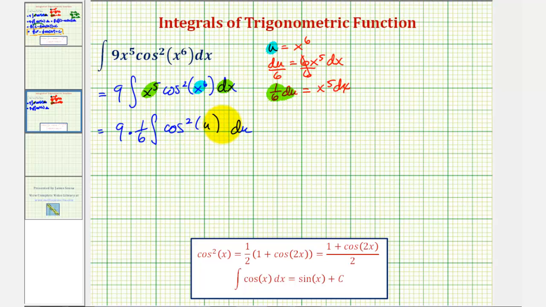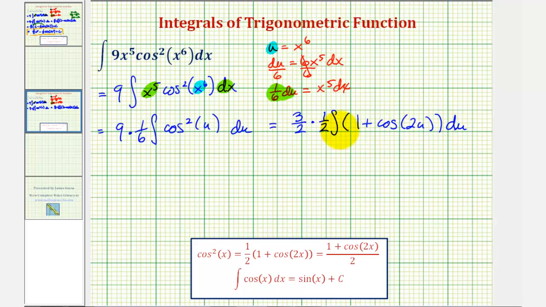Now we've made some progress here, but we don't have an integration formula for cosine squared u, so we'll have to apply the power reducing formula given here below, where if we have cosine squared u, that's equal to 1/2 times the quantity 1 plus cosine 2u. So we have 9/6 here, which is 3/2, times the integral of, when we perform this substitution, notice how we'll have a factor of 1/2, which we'll factor out. So we have 3/2 times 1/2 times the integral of the quantity 1 plus cosine 2u.